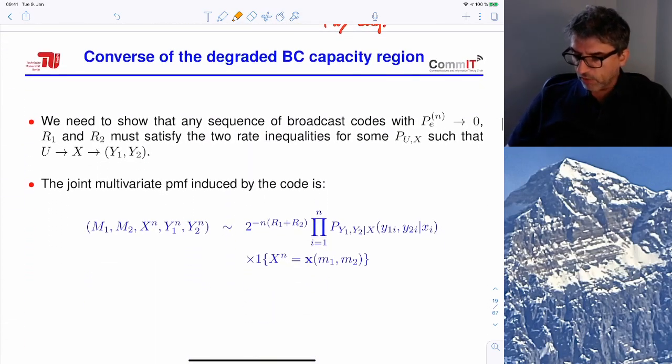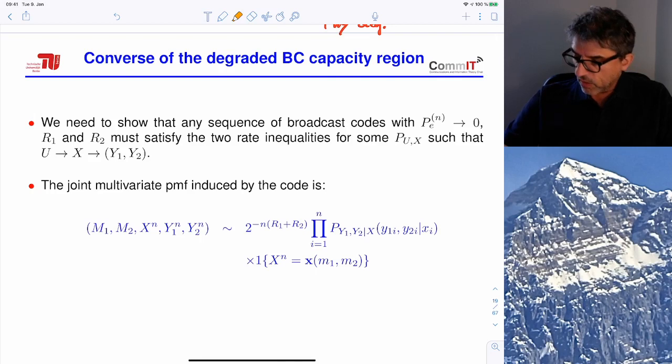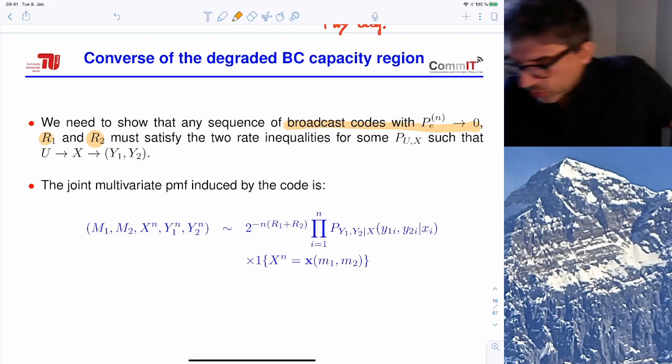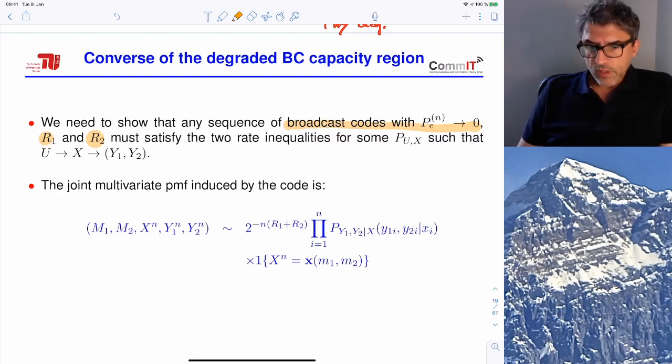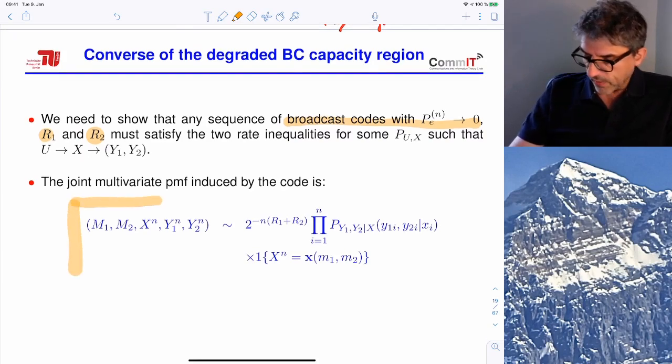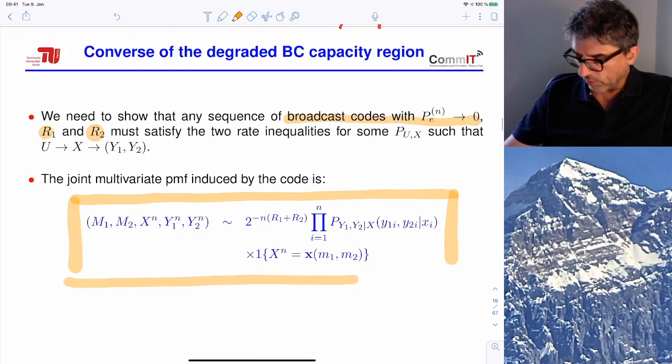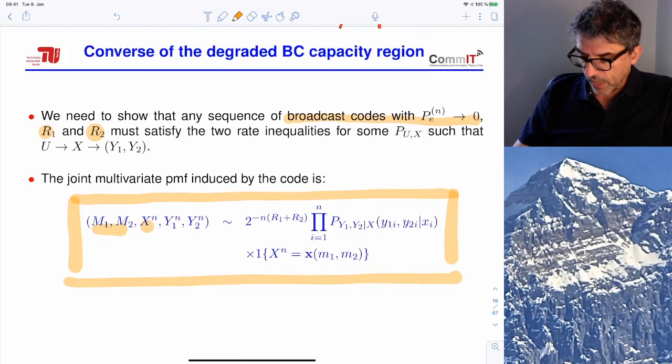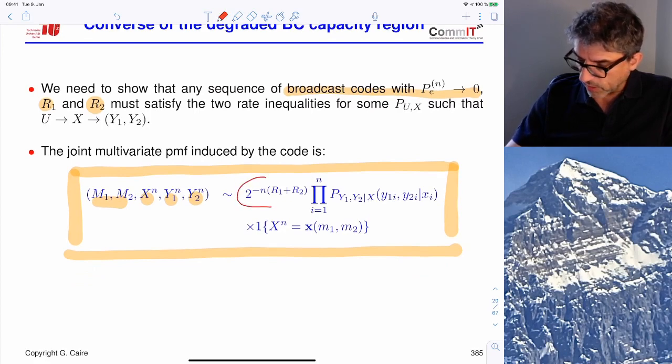So, to prove the converse, as usual, we assume we have a family of broadcast codes with vanishing probability of error and individual rates R1 and R2. And we are going to try to single letterize the expressions that we get from Fano's inequality, knowing that the uniform independent probability over the messages induces the following joint distribution of the messages, the input X and the two outputs, because the messages are independent, so independent and uniformly distributed, so it's this.